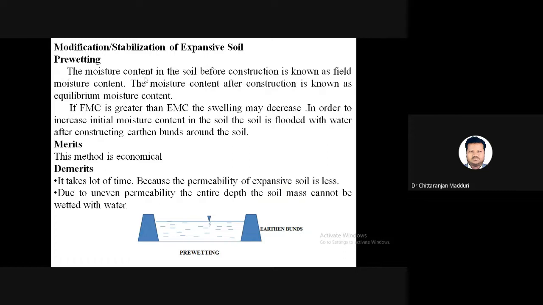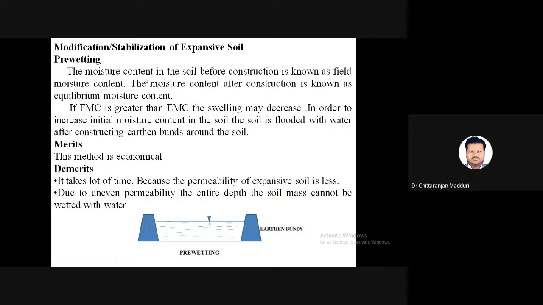If FMC is greater than EMC, the swelling may decrease. So the main technique here is, if field moisture content is greater than equilibrium moisture content, that means the moisture content before construction is greater than the moisture content after construction, then the swelling may be nullified.